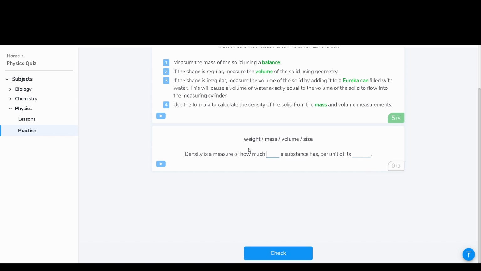So the first: density is a measure of how much dash a substance has per unit of its dash. These are the options you have to choose from. How much mass of substance has per unit of its volume. Mass per volume. Sure? Yes. 100%? Yes. Okay.